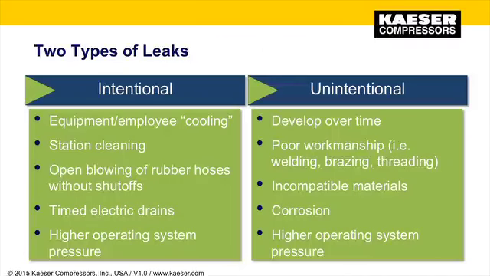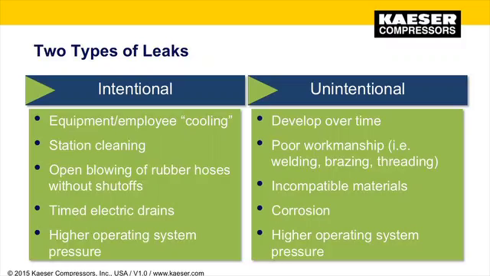When we talk about leaks, it's important to know that we're talking about 2 different types: intentional and unintentional. Intentional leaks are when compressed air is being used in a wasteful way. For example, timed electric traps are basically timed leaks. Unintentional leaks tend to worsen over time. They need to be periodically checked and repaired.